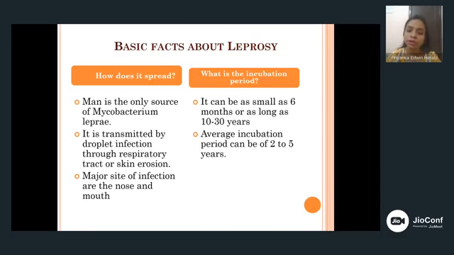A very important point about leprosy is its incubation period. The incubation period is very long in leprosy. It is as short as 6 months or as long as 10 to 30 years. This makes the disease very difficult to treat, and that is why it is still prevalent in our country. It is very difficult to eradicate this disease because of its long incubation period. But if we take an average, the average incubation period can be 2 to 5 years.